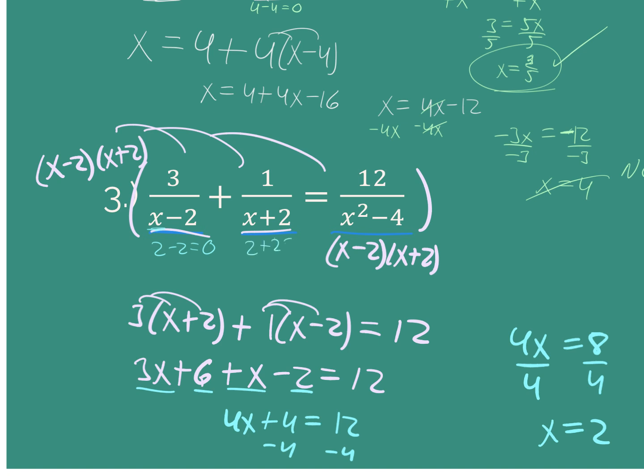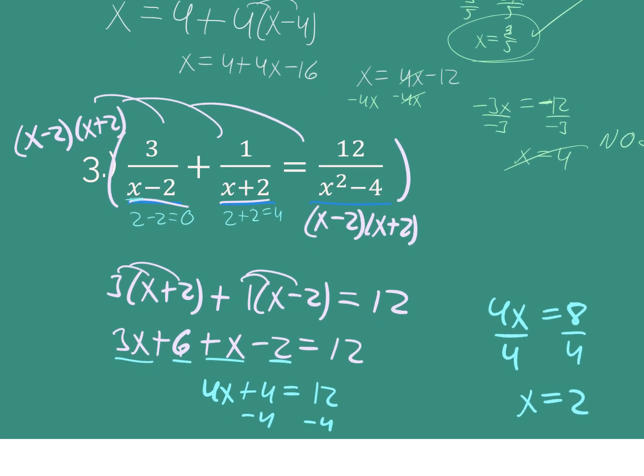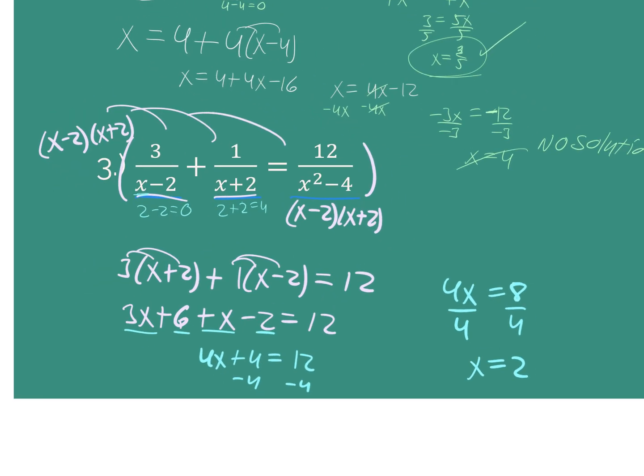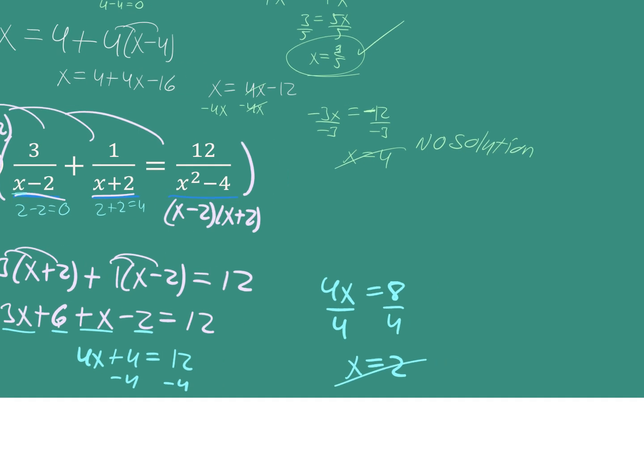Now, a good question that I got today was, it works for this one, though. This is a 2 plus 2, that equals 4. If it doesn't work for one of them, then it can't work for the entire equation. It just takes once for it to not work. So x equals 2 is not a solution. This is going to be another no solution.